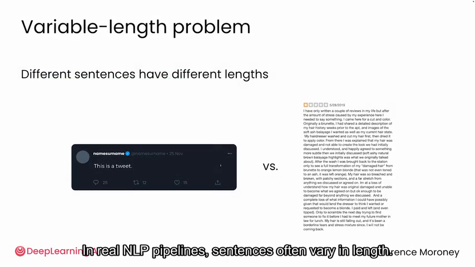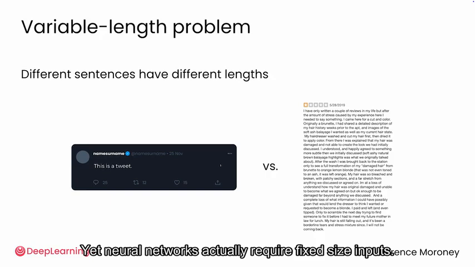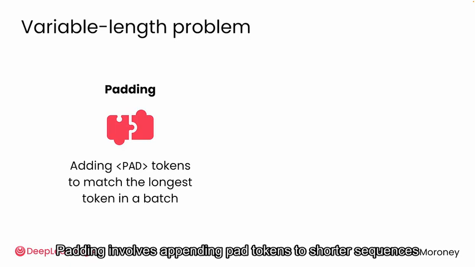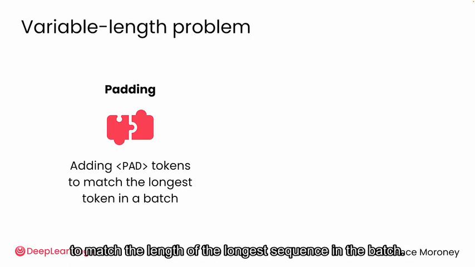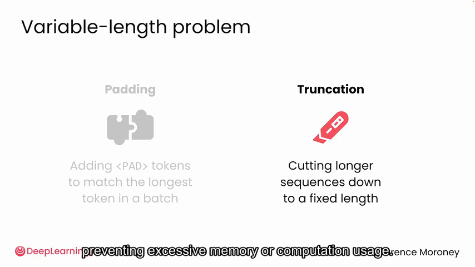In real NLP pipelines, sentences often vary in length. You might get both a brief tweet and an extensive product review in the same dataset. Yet neural networks actually require fixed size inputs. The simplest solution to this is padding and truncation. Padding involves appending pad tokens to shorter sequences to match the length of the longest sequence in the batch. Truncation, on the other hand, cuts long sequences to stay within a maximum length, preventing excessive memory or computation usage.